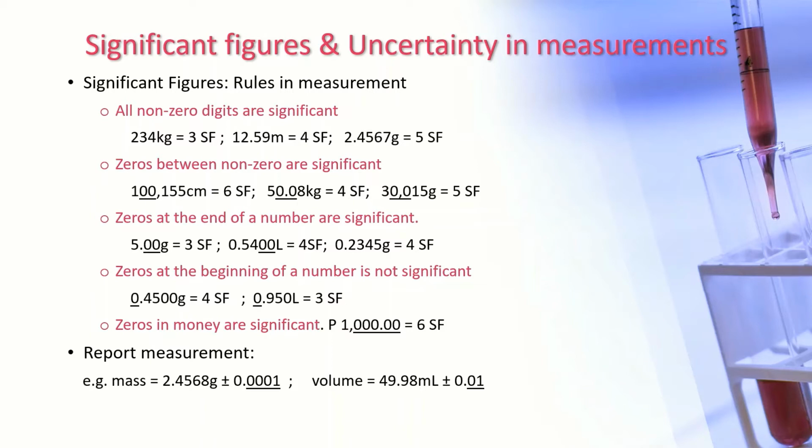Now for the fifth rule, zeros in money are significant. For value like 1,000 pesos, it has 6 significant figures.